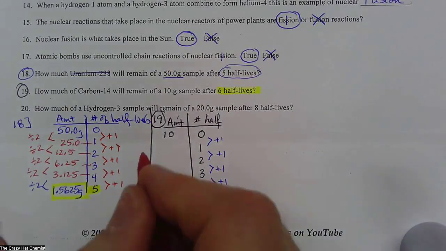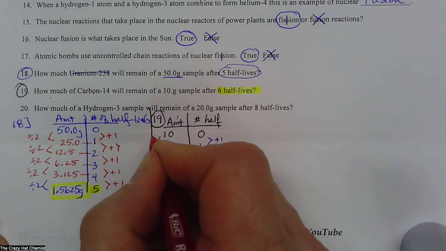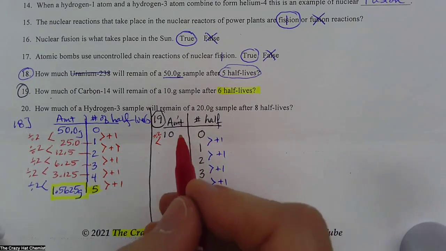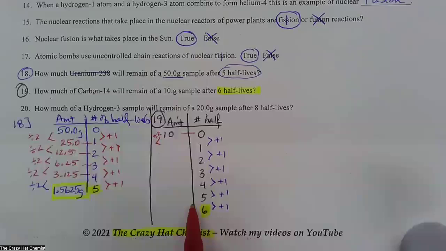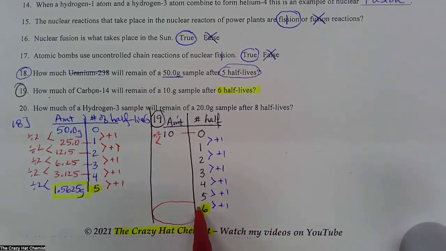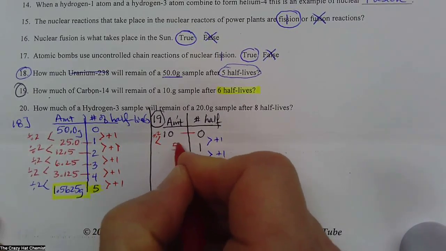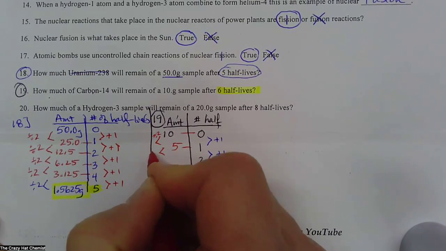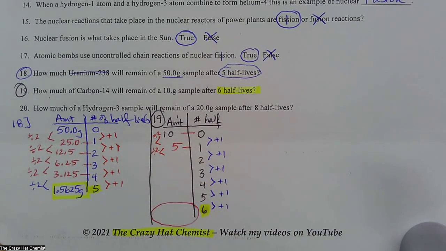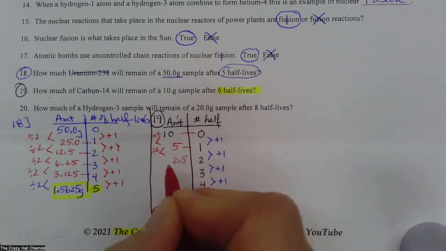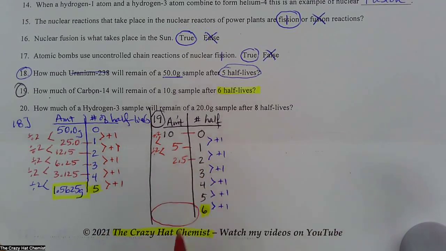And then what do I do to this column? I'm going to divide by 2. I'm going to divide by 2 until I get to 6 half-lives, and then this number right here will be my answer. So 10 divided by 2 is 5. And then I'm going to take that and divide by 2 again, and I get 2.5. So that's at 2 half-lives, 2.5 grams remain.